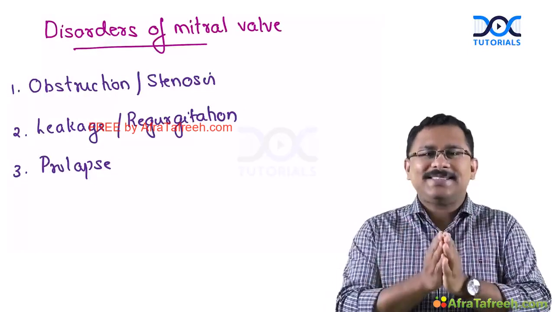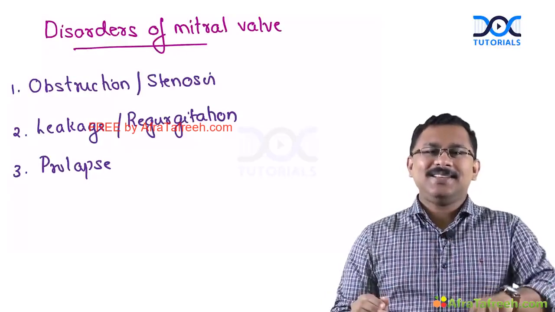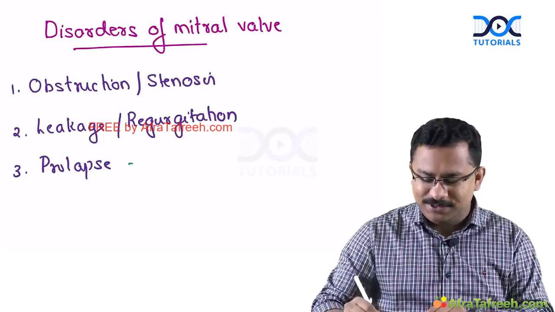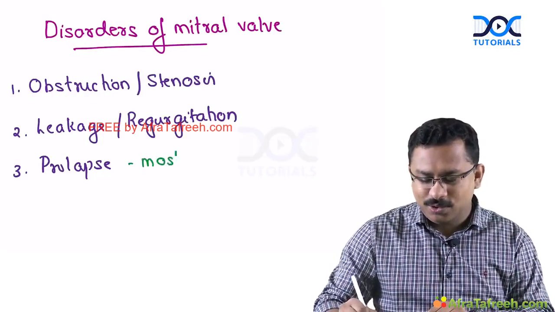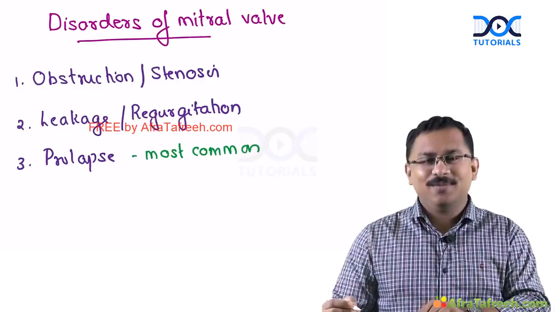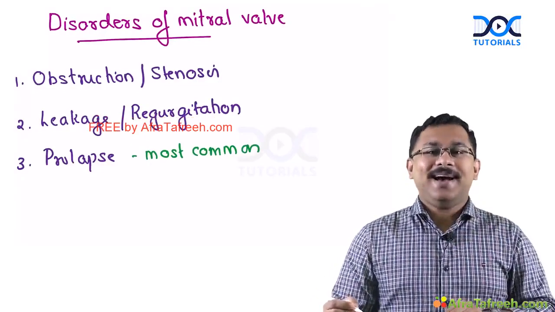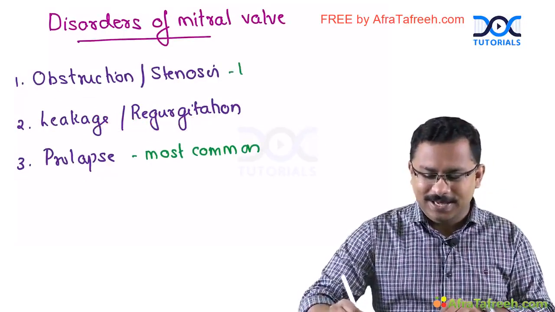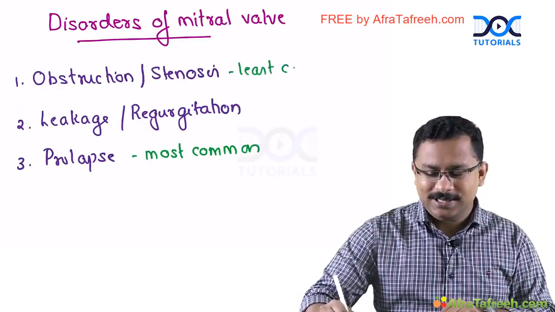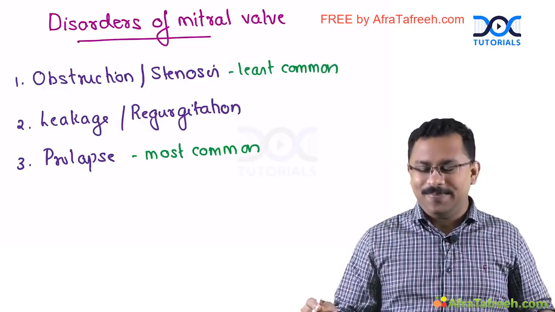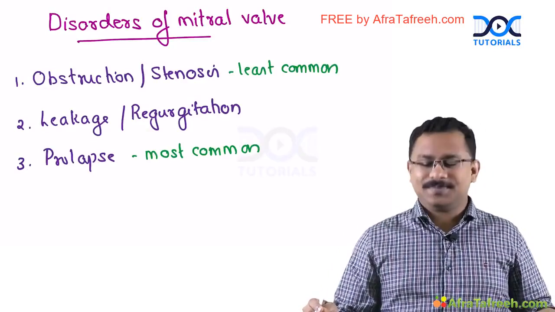Now, out of these three entities, the most common disease condition affecting the mitral valve will be a prolapse, and the least common one will be stenosis. Okay, so I hope that part is clear.